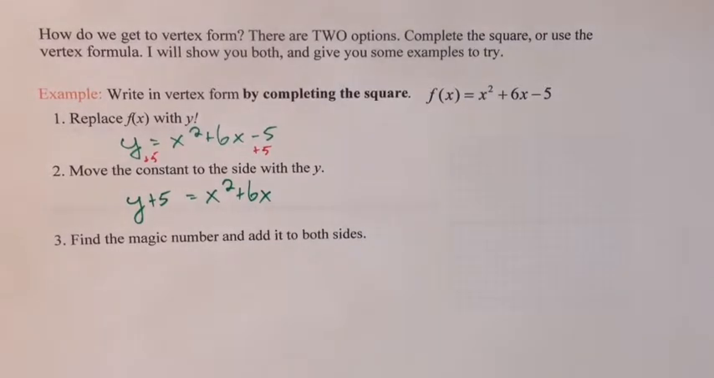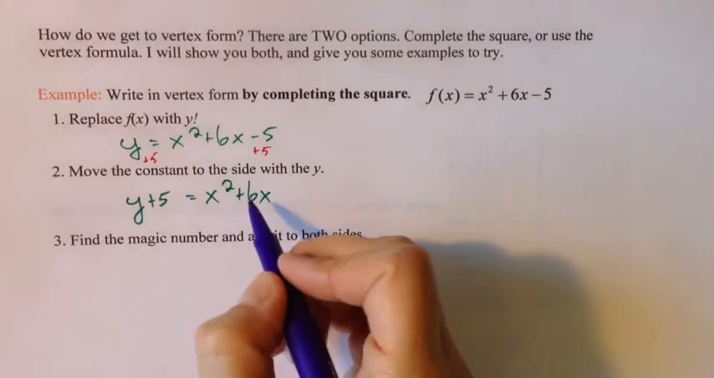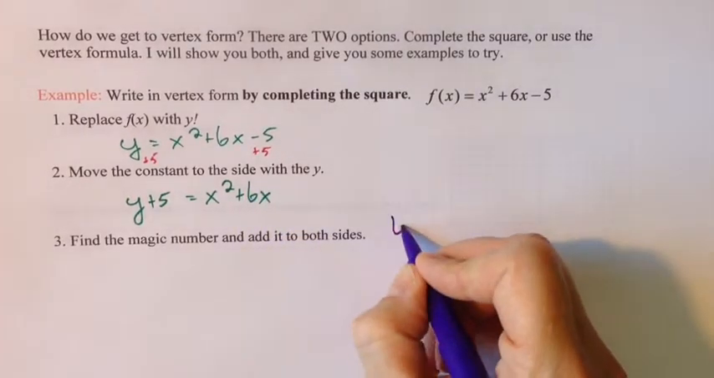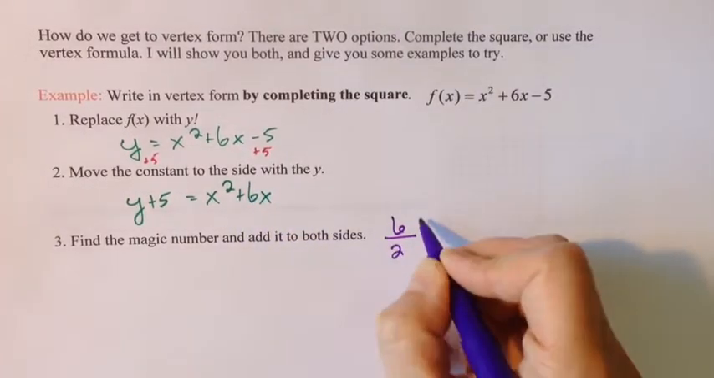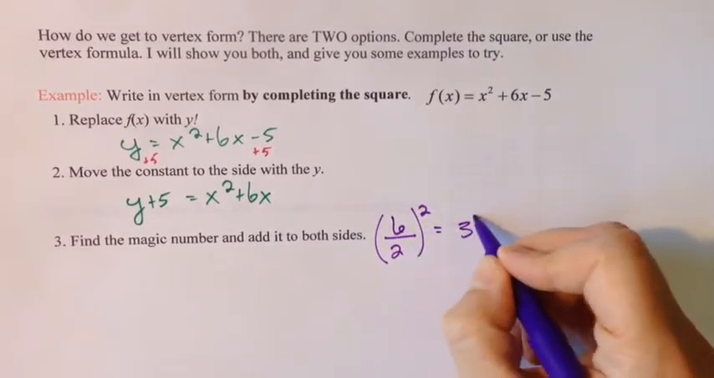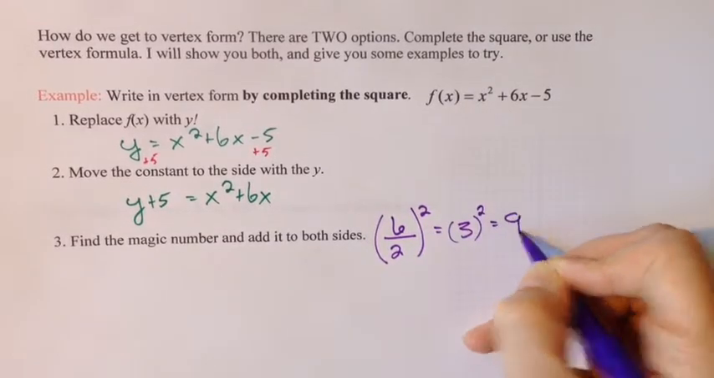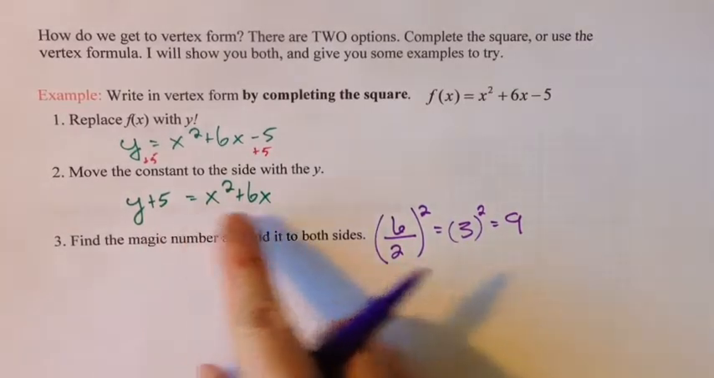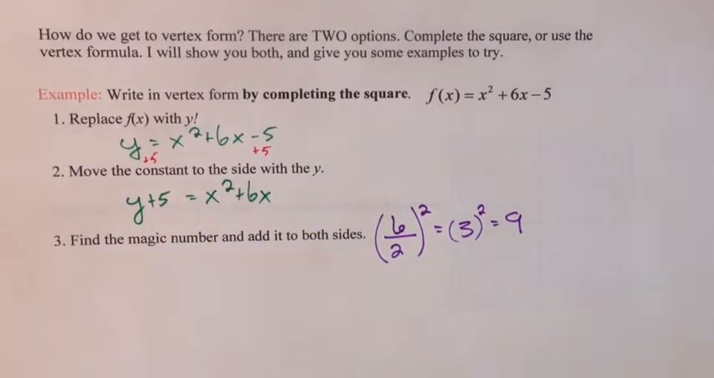Now I'm going to find the magic number and add it to both sides. Remember, the magic number is the coefficient of x, which in this case is 6, divided by 2, and then squared. So that becomes 3 squared, which is 9. So I'm going to add 9 to both sides of my equation here.